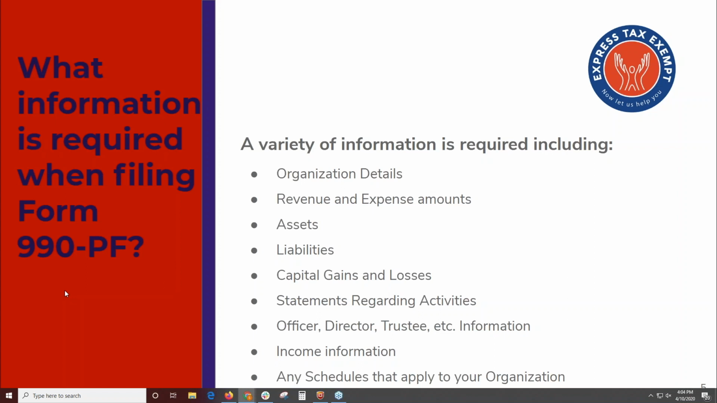So when filing a Form 990-PF, there's various information that is required. The first thing that you'll have to enter is your organization details. And then you'll have to have revenue, expense amounts, the assets, liabilities, capital gains and losses, statements regarding activities, officer, director, trustee information, income information, and any schedules that apply to your organization.